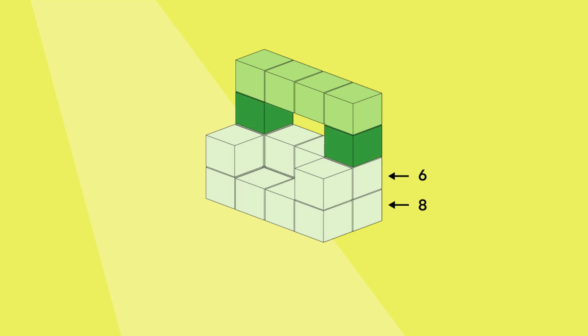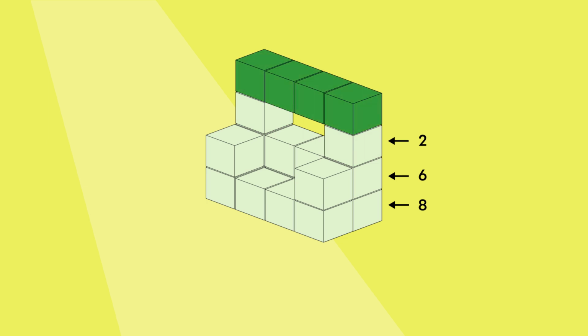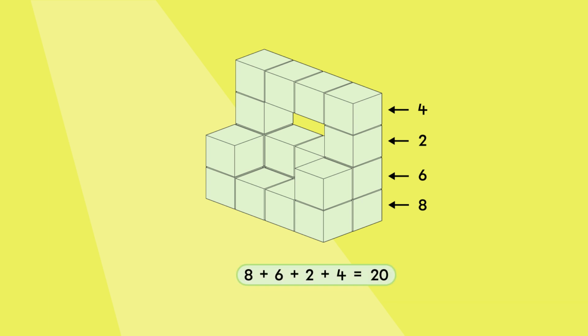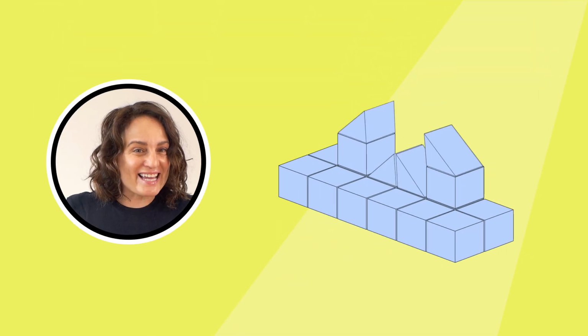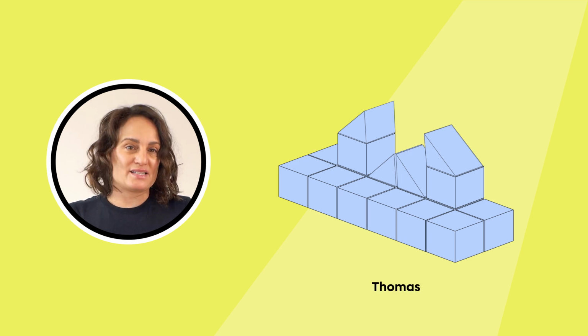On the next layer, there are only 2 unit cubes. And finally, on the last layer, I count 4 unit cubes. I add the unit cubes of each layer. 8 plus 6 plus 2 plus 4 equals 20. Esteban's solid has a volume of 20 cubic units. All that is left is to calculate the volume of Thomas's solid.